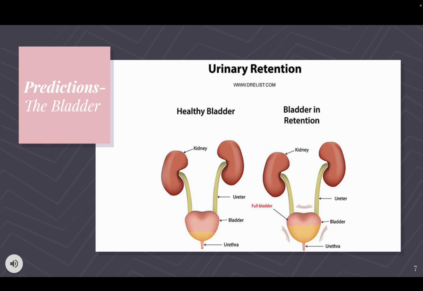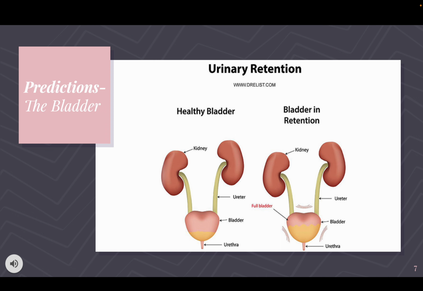Predictions. The urinary system maintains blood homeostasis by filtering out excess fluid and other substances from the bloodstream and excreting waste. So imagine if the bladder was not able to do so, what would occur? Well, many things can occur and some can be fatal. For instance, urinary retention. Urinary retention is a condition in which you cannot empty all of the urine from your bladder. It can be classified as acute or chronic.